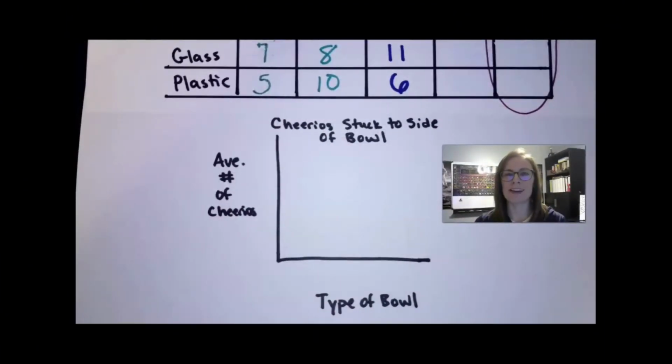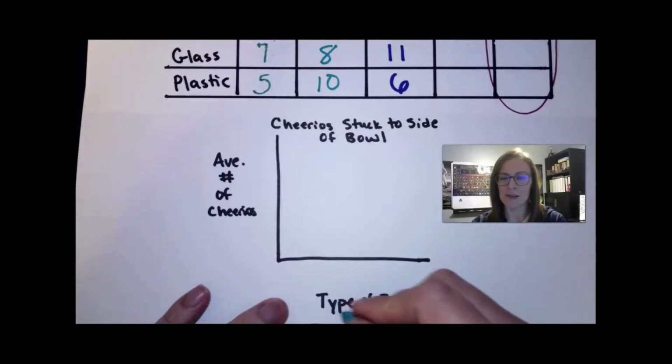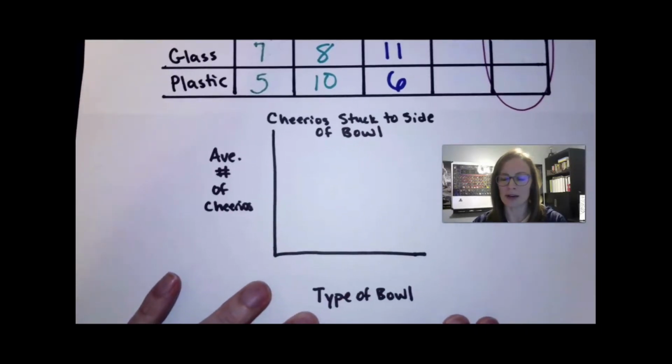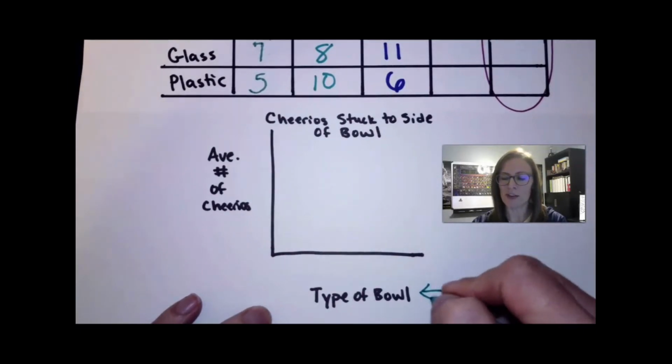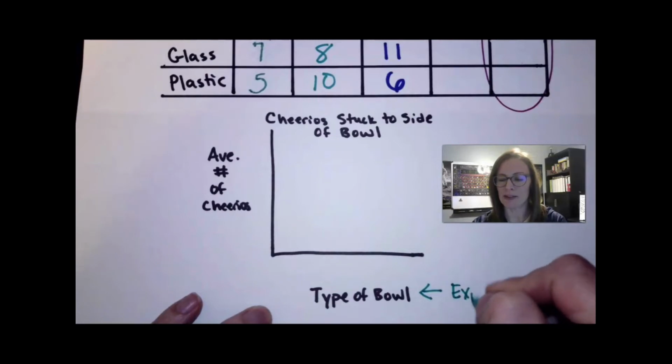The next part of our data analysis is to create a graph of our data so that we can quickly interpret our data and draw conclusions from it. In order to create a graph, and I've asked you guys to create a bar graph, we have to know what the independent and the dependent variables are. The independent variable always goes on the bottom, and this might be a new word for you, but it is just another way to say the experimental variable.